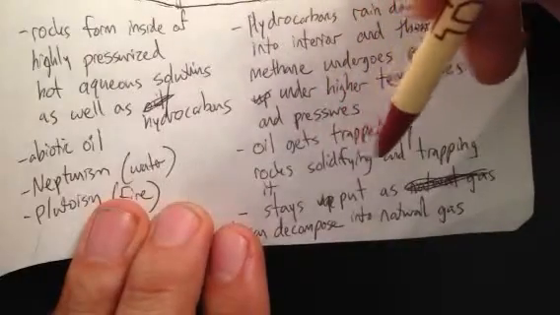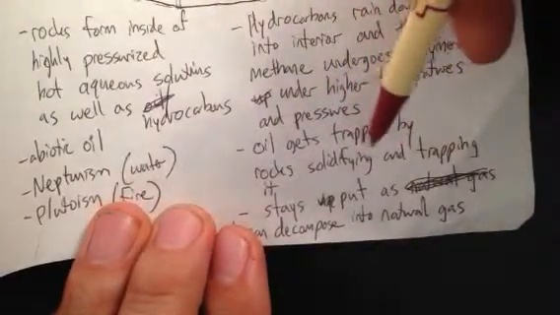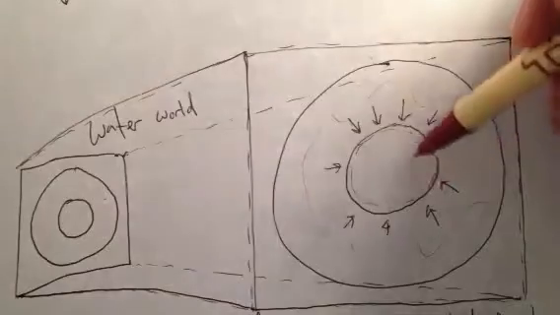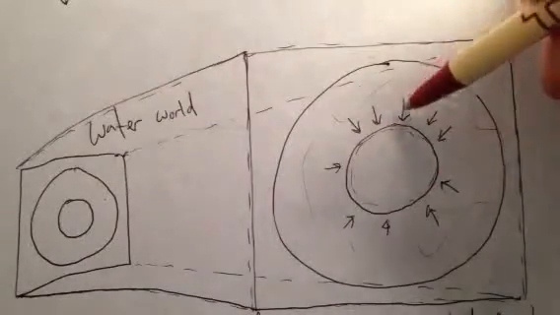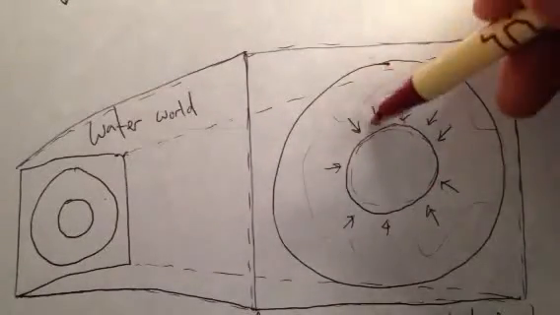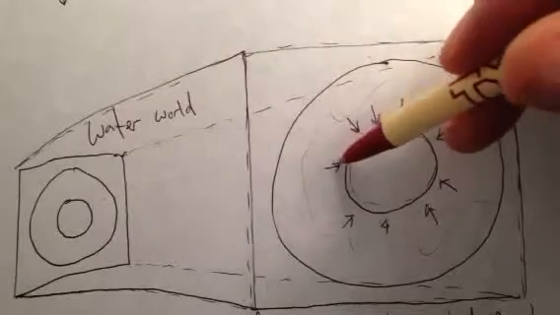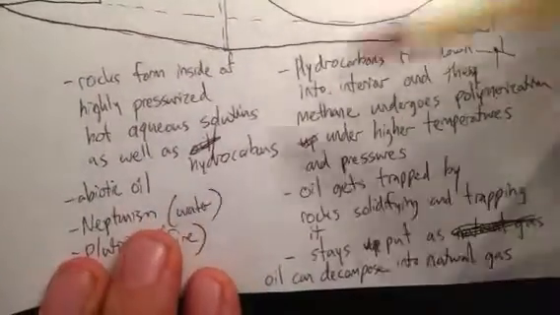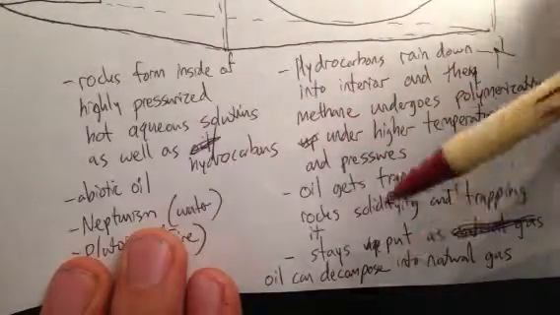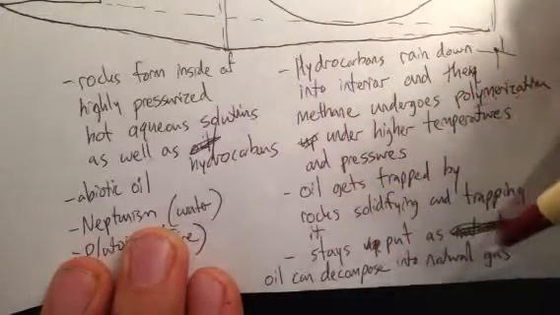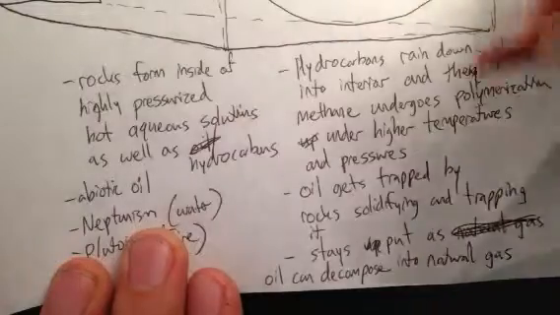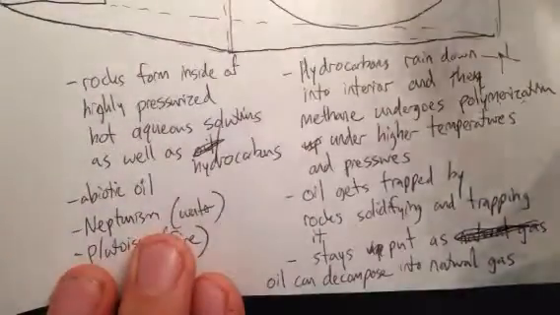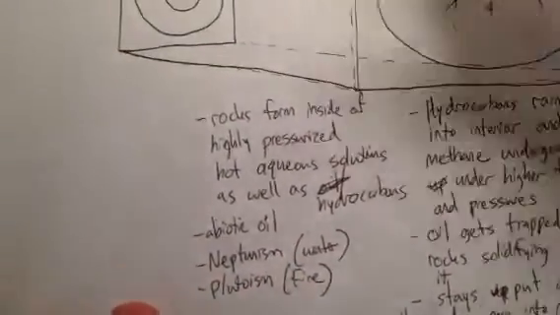Oil gets trapped by the rocks solidifying, meaning as the oil rains down and the crust begins forming, it happens under a very thick, aqueous, very superheated solution. It's highly pressurized. And it stays put as the gas, or no, as the oil can decompose into natural gas. That's why we find natural gas with oil. The oil is just decomposing and natural gas is rising to the surface.